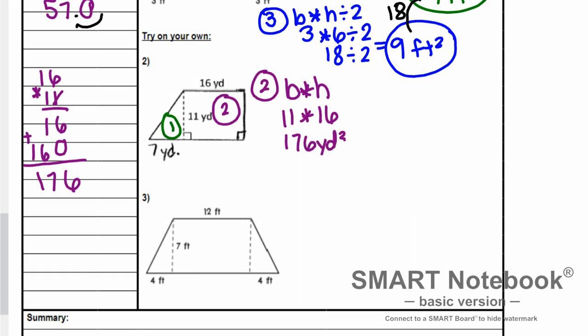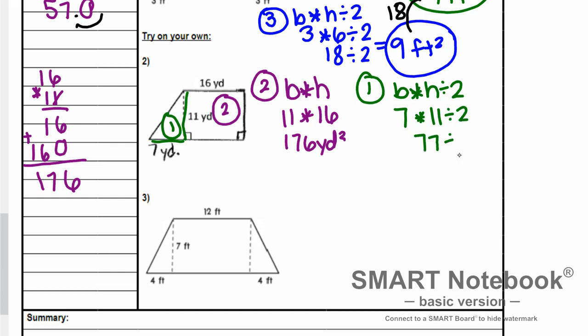Then I have my handy dandy triangle, number 1. First I have to do base times height divided by 2. Getting ahead of myself. My base is 7. My height is 11. That would give me 77 divided by 2. I showed you how we could turn that into a 76 and a 1 and divide.